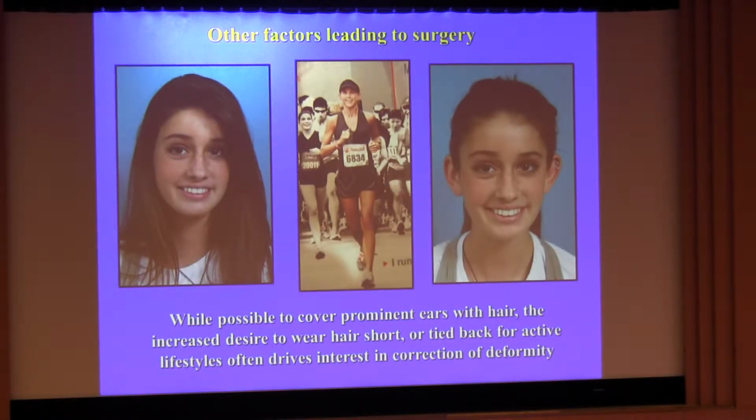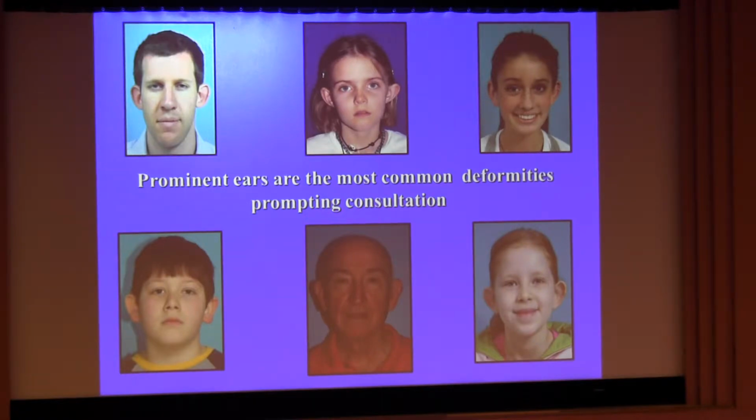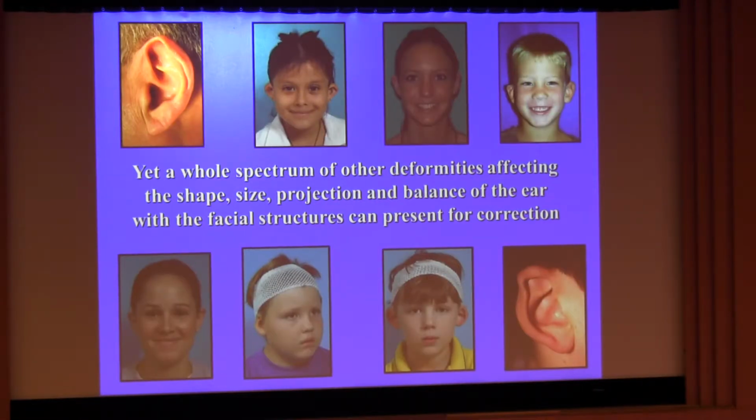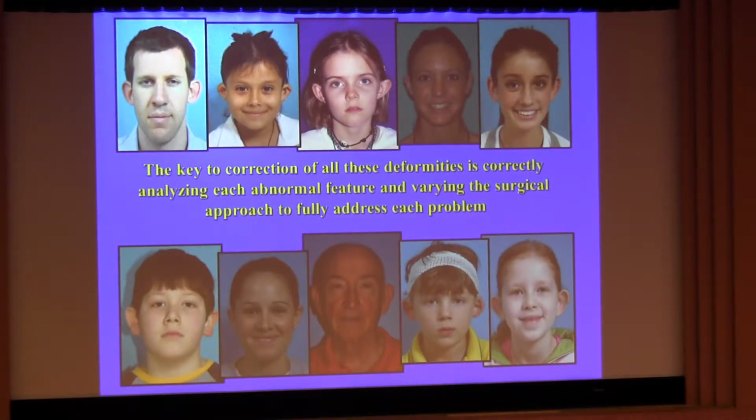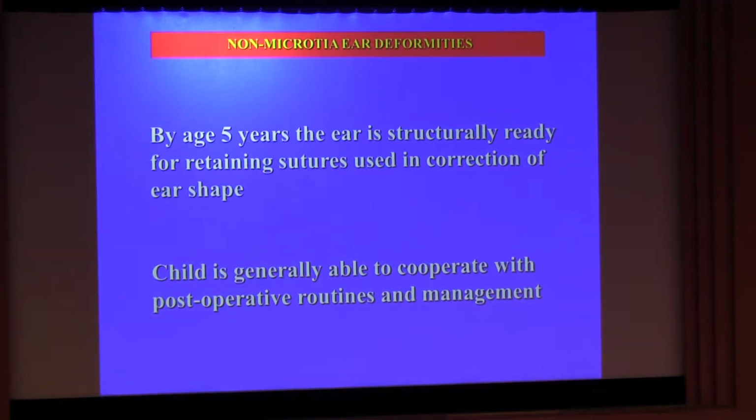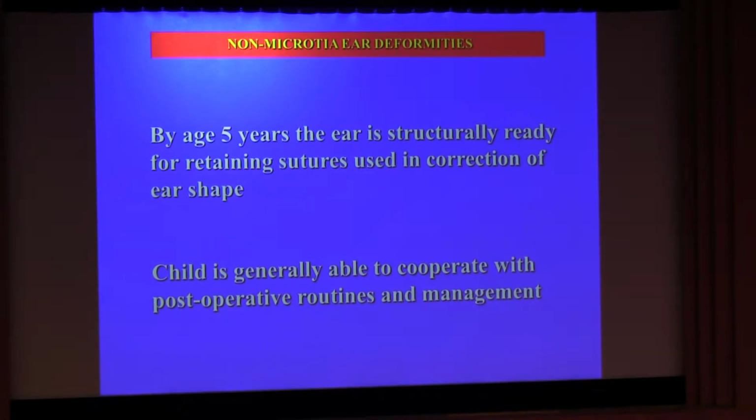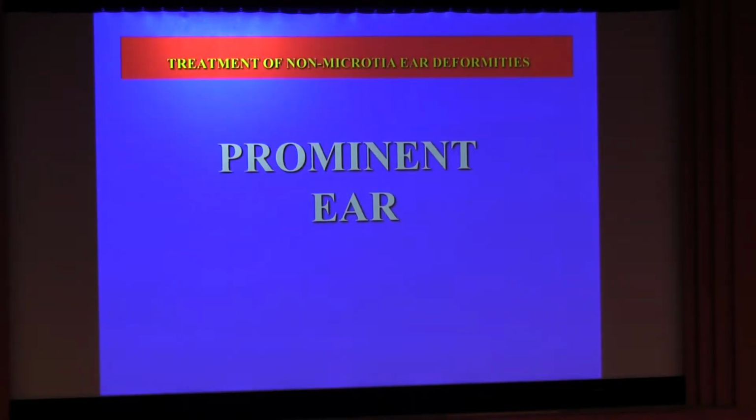Changes in style, increased activities that require hair out of the way brings a number of adult patients to otoplasty. Prominent ears are the most common things we deal with, but the whole spectrum of deformities in shape, size, projection, balance of the ear with facial structure can be corrected. And the key to correction of these deformities is correctly analyzing the abnormal features and selectively placing a surgical approach that deals with those specific things. By 5 years of age, the ear is structurally ready to go through the changes and maintain the shape. Child generally can cooperate at that point.